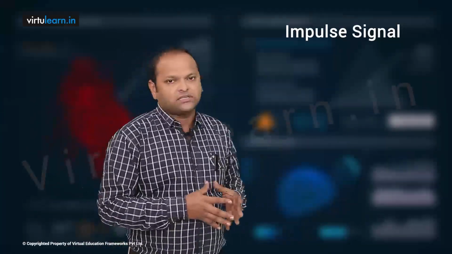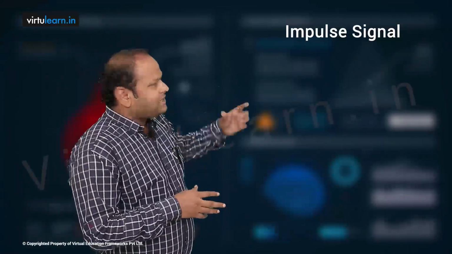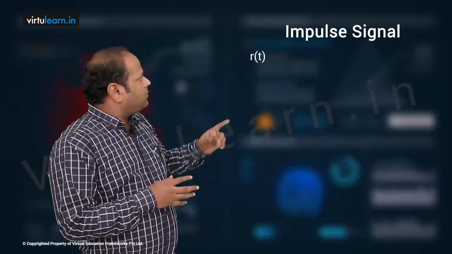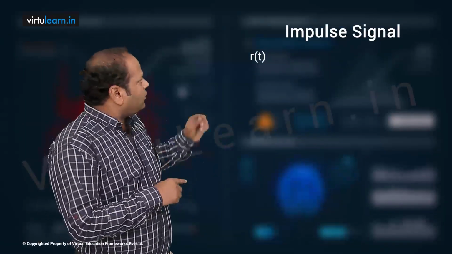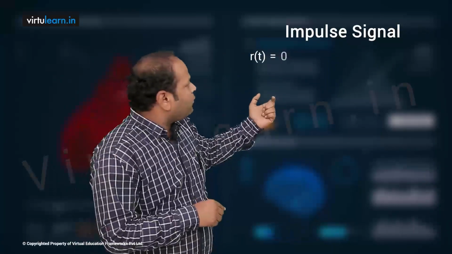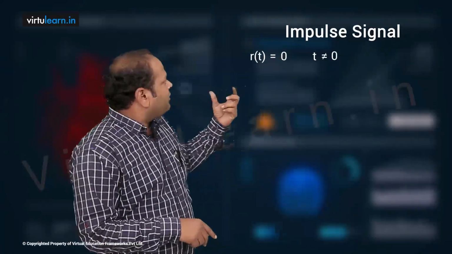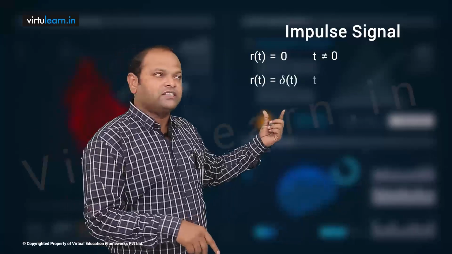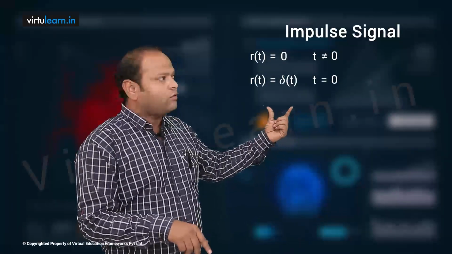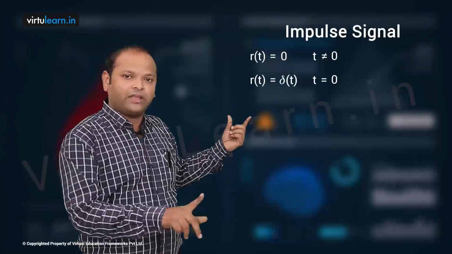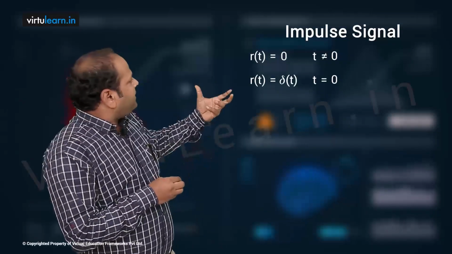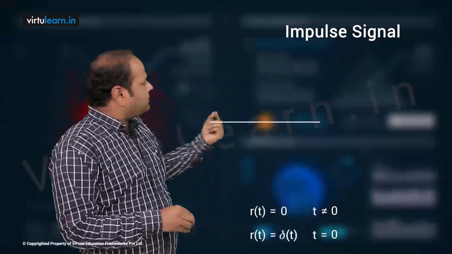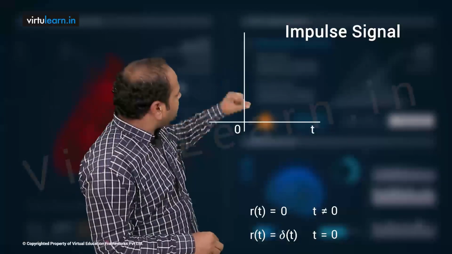So what is the impulse signal? Mathematically we can define the impulse signal as follows. If R of t is my input, then R of t is equal to 0 when t is not equal to 0, and R of t is del of t at t equal to 0. So this del of t is nothing but your impulse. Symbolically, if you take this as a time axis, then we have this as del of t.